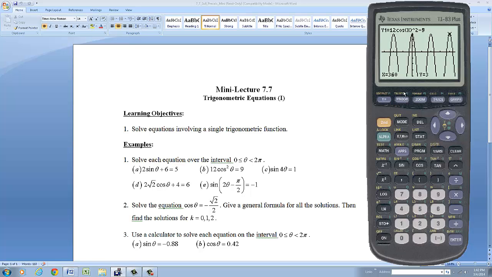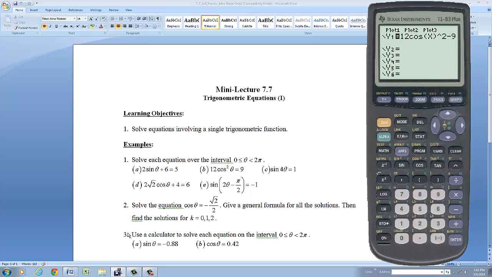Now, this trace feature method that I'm using here will work nicely if you have exact solutions. Okay, integer solutions like what we had here. We had nice round figures of 30, 150, 210, 330. But if the answer is going to be a decimal, in general, this method is not going to work, so we have to do it another way. Let me show you one like that.